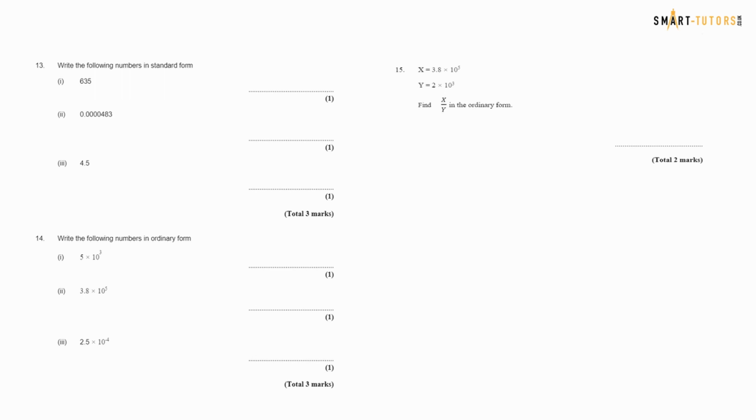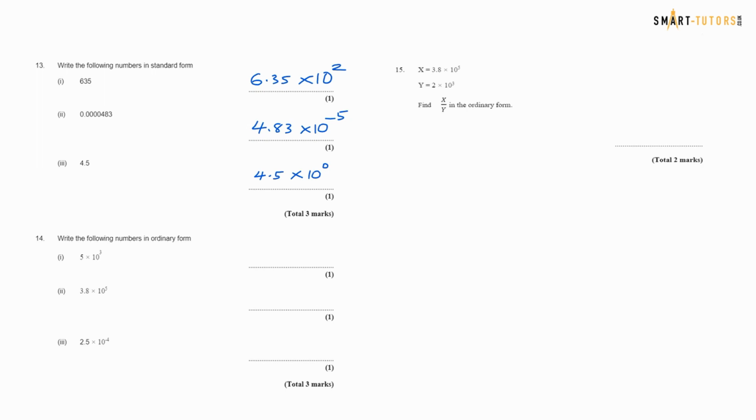Question number 13. 635, they ask you to change it to standard form, which is 6.35. The invisible decimal is at the end, so 2 jumps, so 10 to the power 2. 0.0000483, so the answer is 4.83 times 10 to the power, 1, 2, 3, 4, 5, so 10 to the power minus 5. 4.5 is in the standard form, but you can put 10 to the power 0, which is 1, so 4.5.